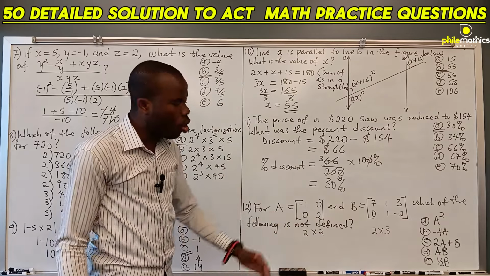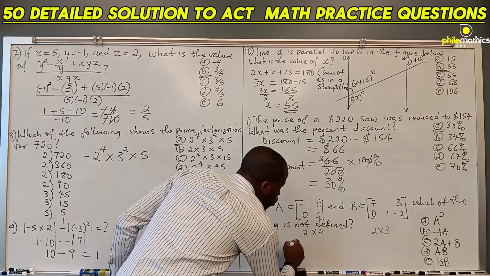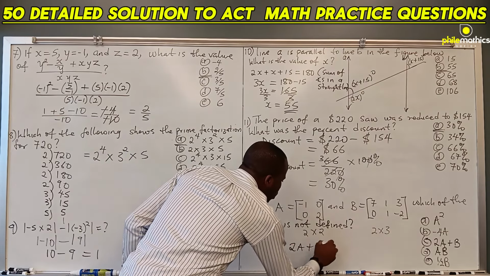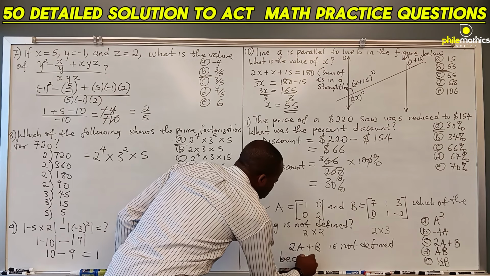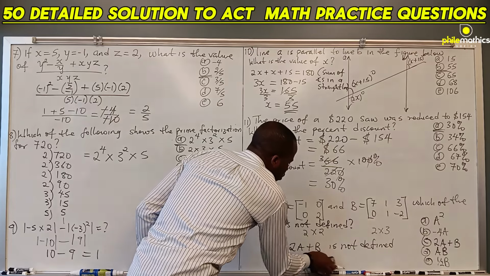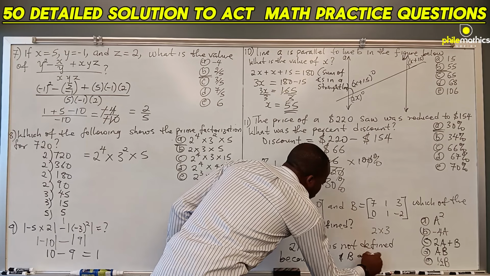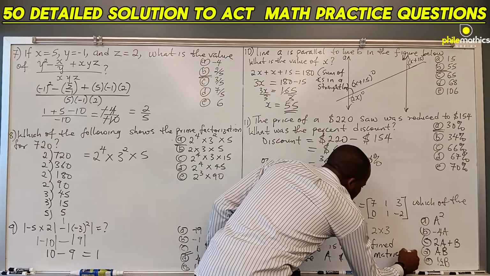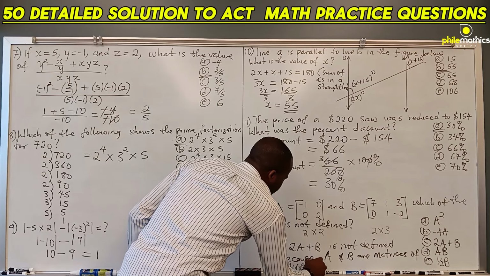Constant multiplication. You can always multiply a matrix by a constant. In this case, the constant is 1 over 2. So the correct option is 2A plus B is not defined. The reason is because A and B are matrices of different sizes.